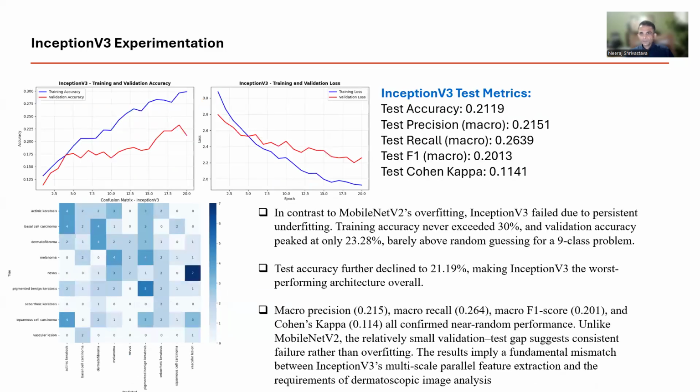27.97%. Inception V3 actually performed even more poorly. The overall accuracy was 21.9%, and you can see some of the other numbers here. I don't want to obviously go through every single statistic in the interest of time, but these results imply a fundamental mismatch between Inception V3's multi-scale parallel feature extraction and the requirements of dermatoscopic image analysis.